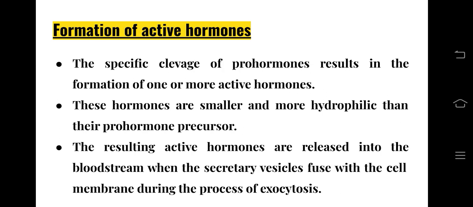Then formation of active hormones. The specific cleavage of prohormones results in the formation of one or more active hormones, the final product. These hormones are smaller and more hydrophilic than their prohormone precursor. The resulting active hormones are released into the bloodstream when the secretory vesicles fuse with the cell membrane during the process of exocytosis. So that's how they release the contents into outside.